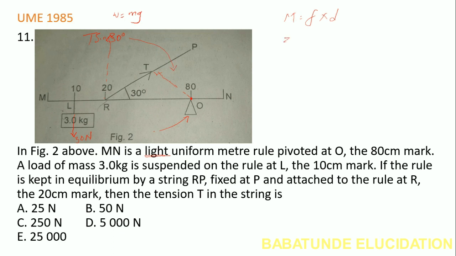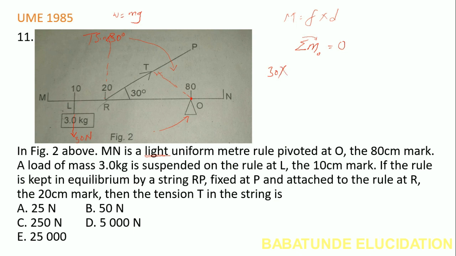So what do we do? The principle of moment is that what? The sum of the moments about the point, in this case O, is going to be equal to 0. So that means the anti-clockwise moments. The anti-clockwise moment here is 30, the force, times the perpendicular distance.